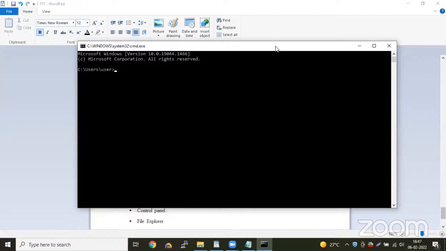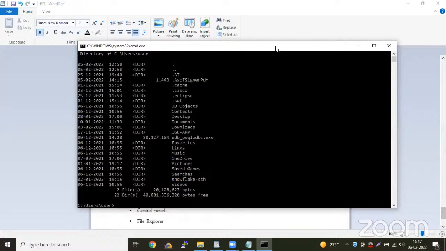For example, I'm giving dir. What is the meaning of dir? Here, this is not an instruction. In terms of directory, it gives a disk information report. So what is the meaning of that? What information is there, what directories are there inside this?